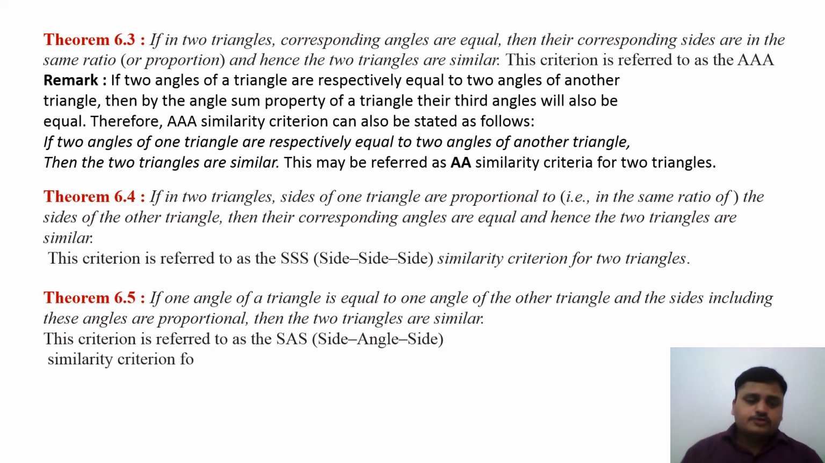So the similarity criteria of two triangles was clear: angle similarity, SSS similarity, and SAS similarity. I hope till this it is clear. We will do the rest of the topic in the next class.